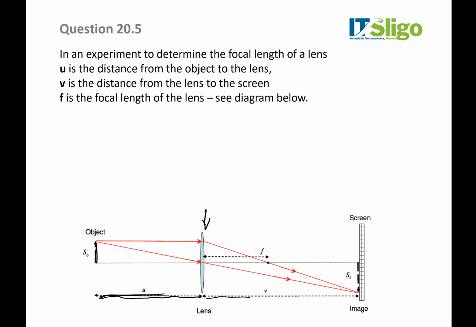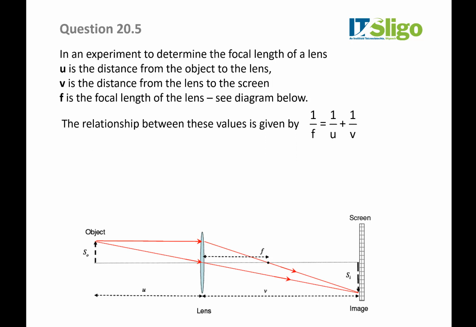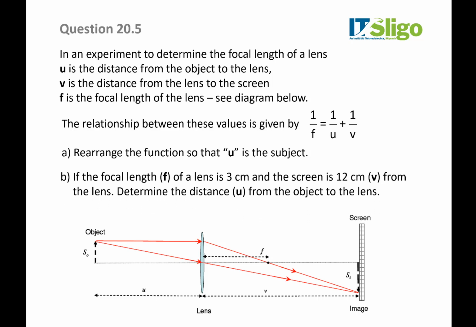v is the distance from the lens to the screen, that's v. And f is the focal length of the lens. The relationship between these is given by this function here: 1 over f is equal to 1 over u plus 1 over v. So hopefully, guys, you'll see it's the exact same as the previous example, only the letters have changed. Rearrange the function so that u is the subject. And then we're given values for f and v and asked to calculate u. So it's essentially the exact same process as the previous example, but just using different variables.